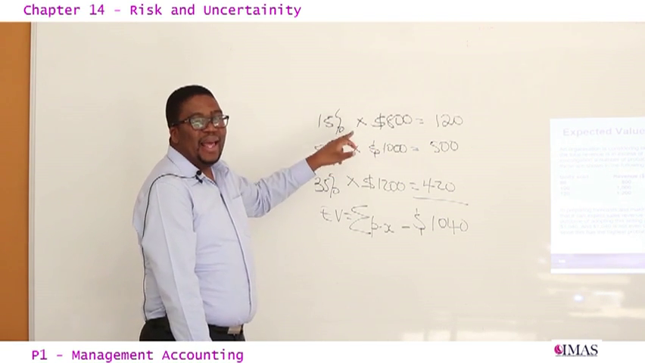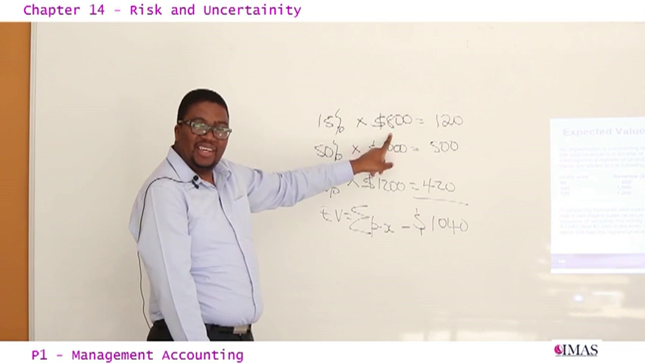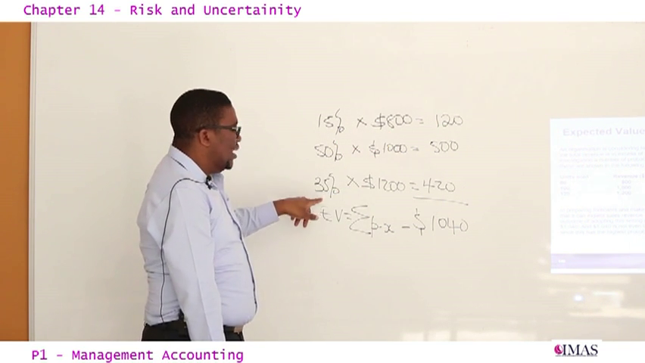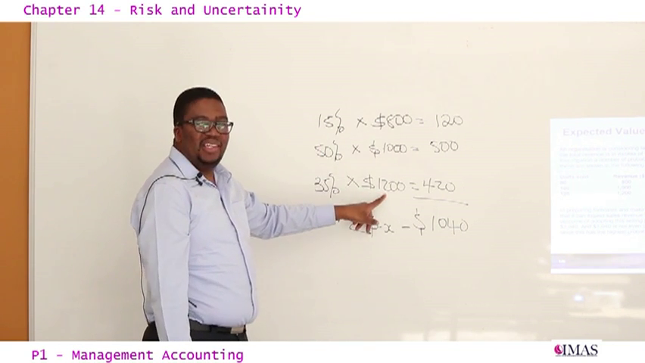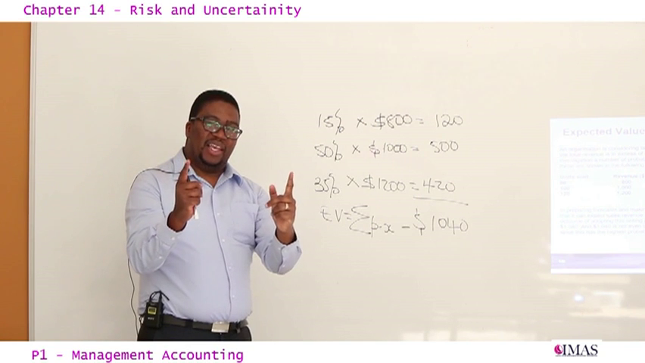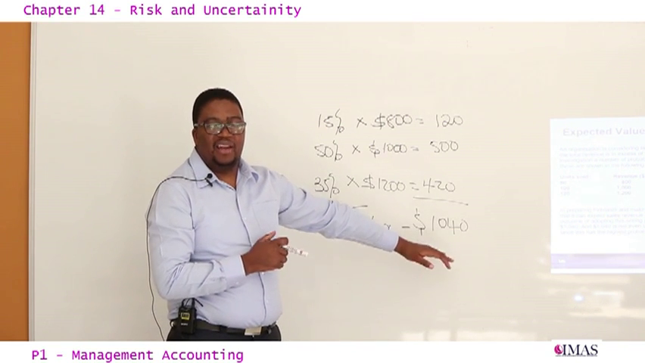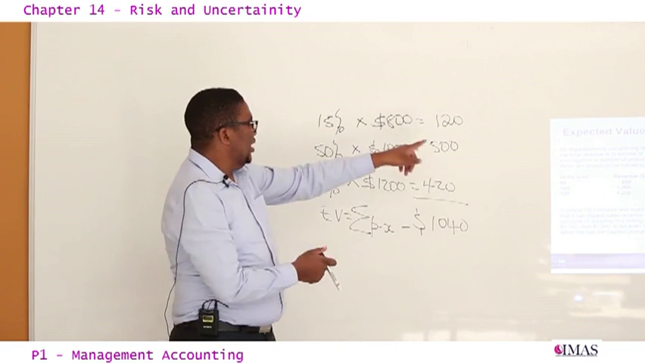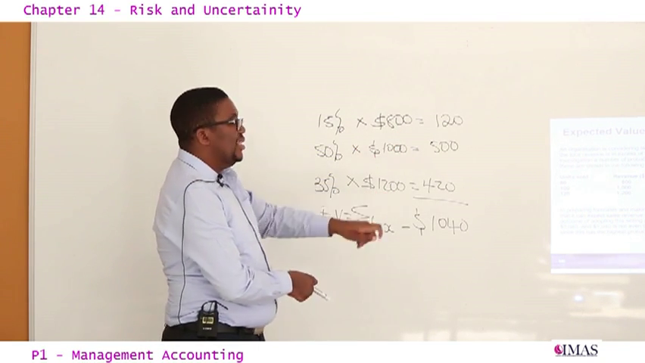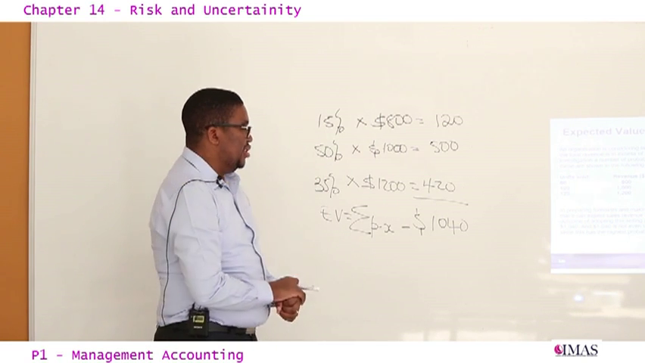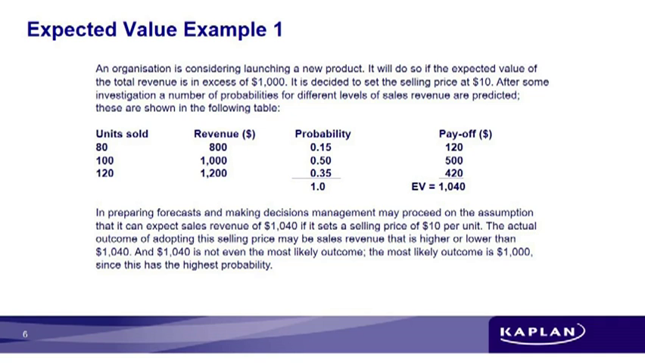There's a 15% likelihood or probability that we can only generate 800. But also, there's a 35% probability that we will generate 1,200. And hence we are saying, what is more likely? It's a plus minus 1,040. It's not 1,040. You can either generate 800, 1,000, or 1,200. That's what you are likely to generate. And hence we're saying the 1,040 is not even the most likely outcome. The most likely outcome is 1,000 because the probability is 50%. That's what is most likely to happen.